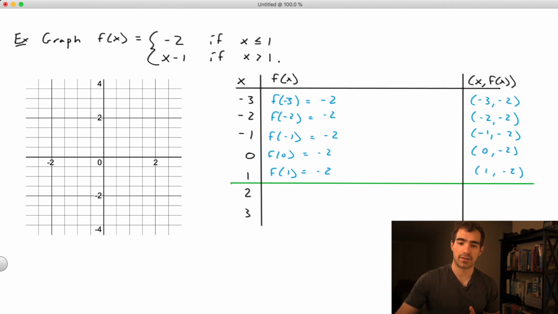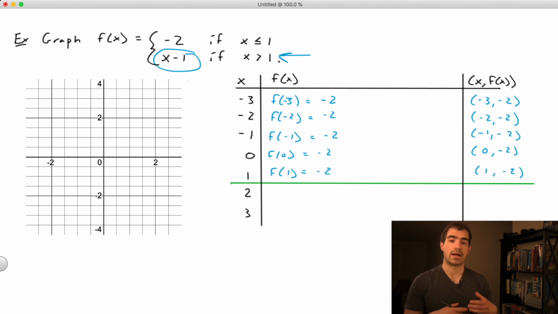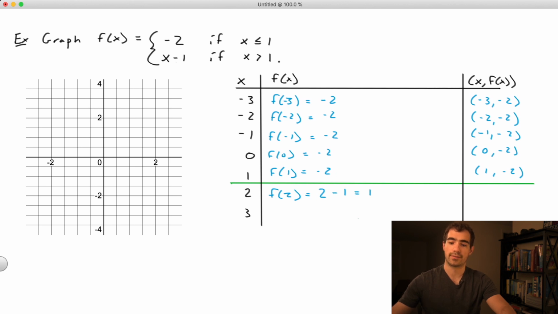Now, for all of the values that are greater than 1, we're going to have to use this bottom piece of our function, right, the x minus 1. So now when we plug in an input, say like 2, which is greater than 1, we would have to plug that into the equation x minus 1. So here, when we evaluate f of 2, that's going to be 2 minus 1, or 1, giving us the coordinate pair 2, 1. Or 3, which we would evaluate as x minus 1, or 3 minus 1, equal to 2, giving us the coordinate pair 3, 2.